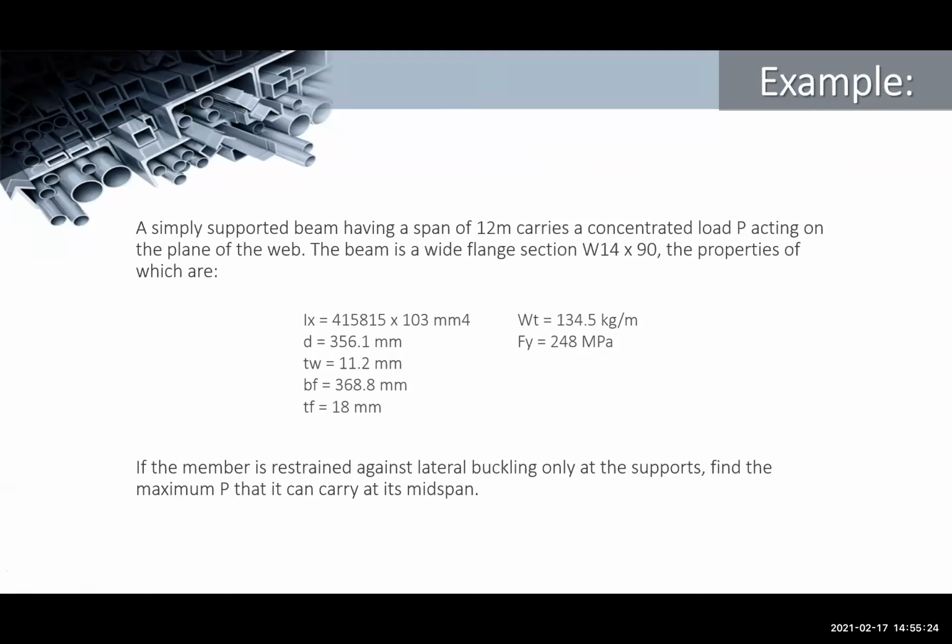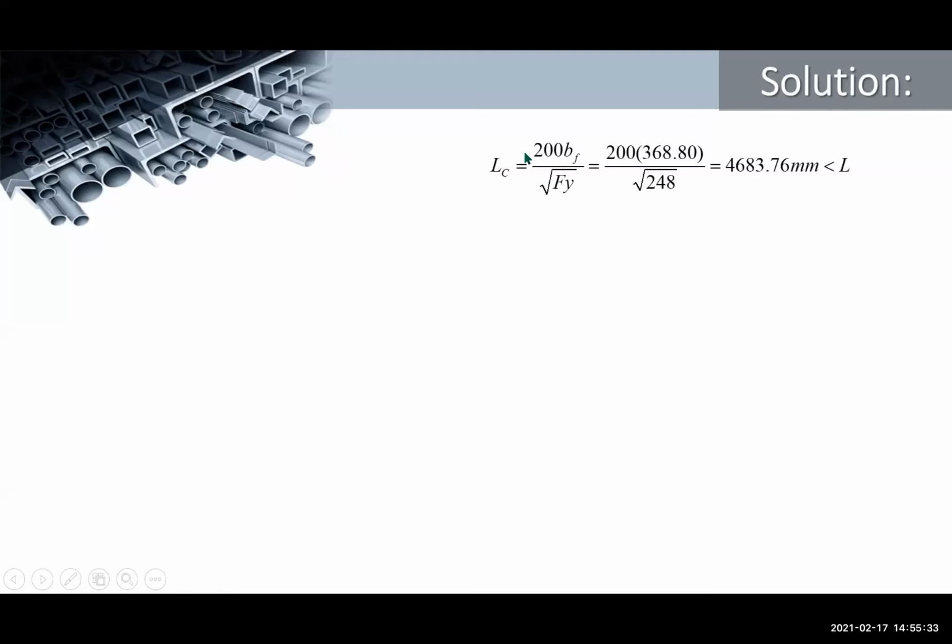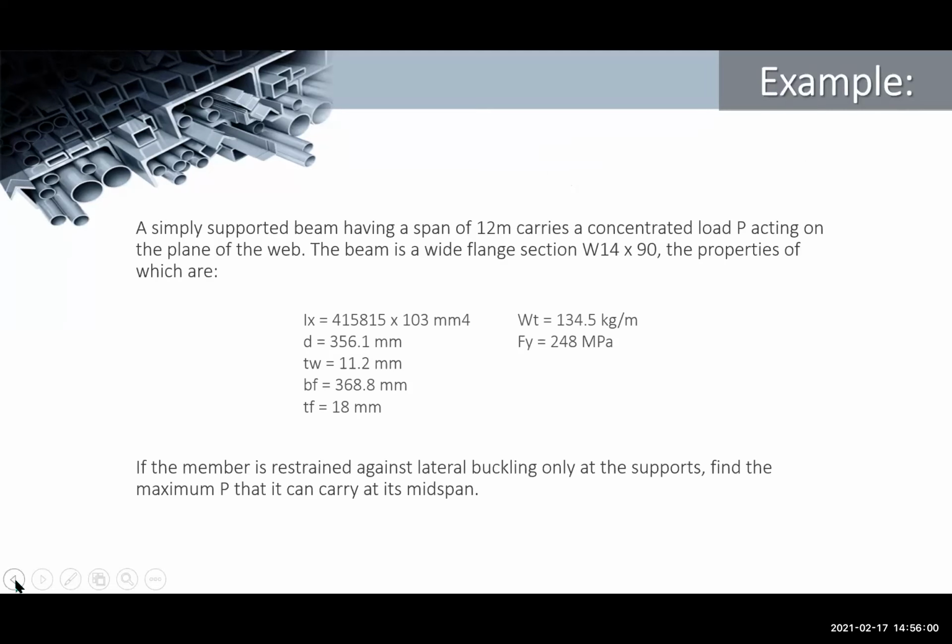So here, hindi naman siya sinabing laterally supported, no? So first, ang gagawin natin is i-compute natin yung LC tsaka LU. Ayan. LC, 200 BF over square root of FY, less than L. LU, 138,000 AF. Ulitin ko, AF is area ng compression flange, so isang area lang. Yung top flange lang, kaya BF times TF lang to. Divided by the depth times FY. So both are less than your L. Yun, kasi ang length natin is 12 meters.